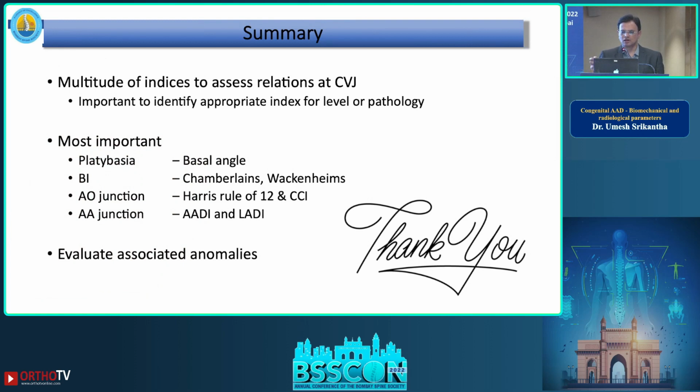To summarize, there are a multitude of indices to assess relationships at the CV junction. The most important one for platybasia is the basal angle, which is equivalent to the Boogard angle, as I've already told. To assess basilar invagination, Chamberlain's and Wackenheim's lines are the ones that can be used to classify and differentiate basilar invagination. For the atlanto-occipital junction, the Harris rule and the condylo-C1 lateral mass interval are the more important ones. For the atlanto-axial joint, the anterior as well as lateral atlantodental intervals are the important ones.